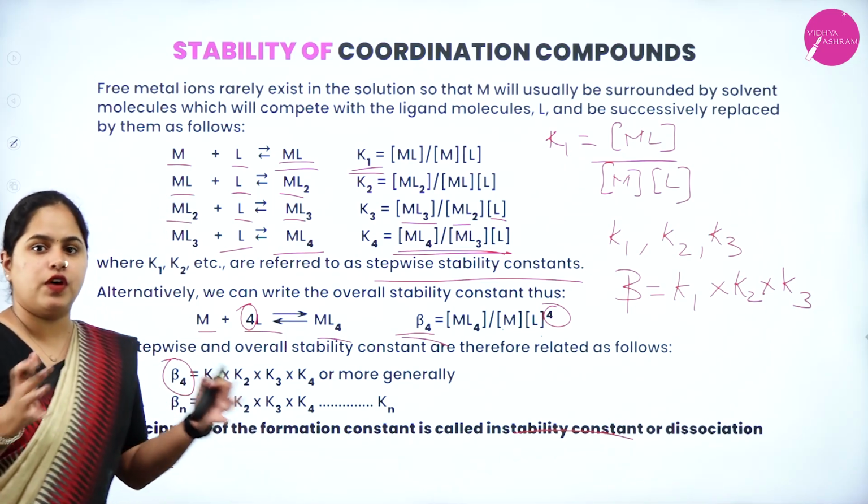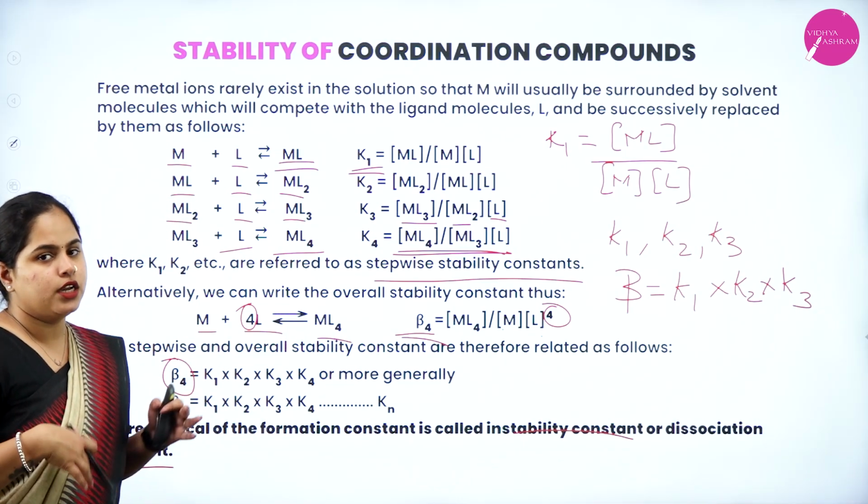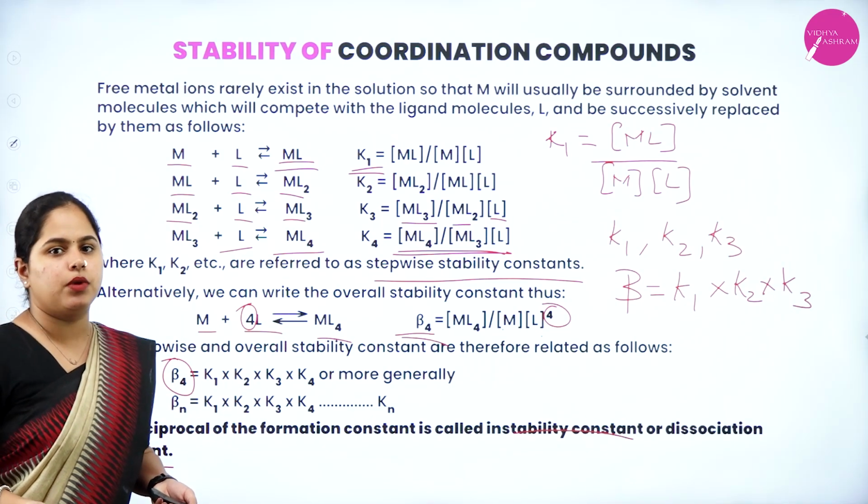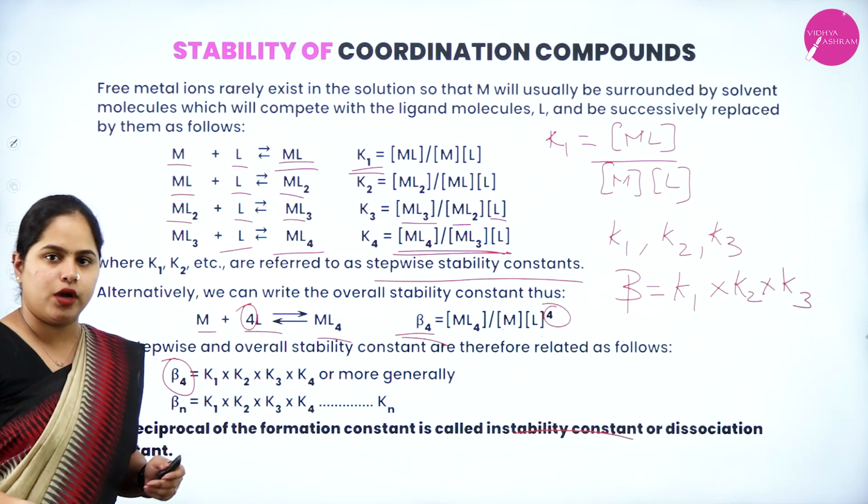So this was in the case of association, right? Each ligand is being added, so it is called the stability constant. What will be the inverse of it? It will be the instability constant or dissociation constant. So I hope it is clear.